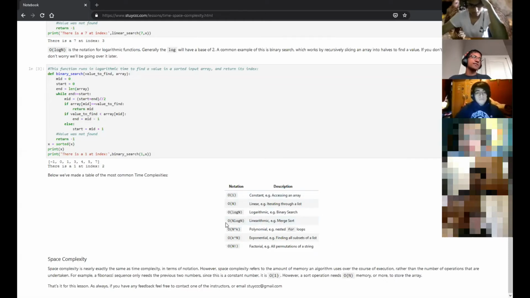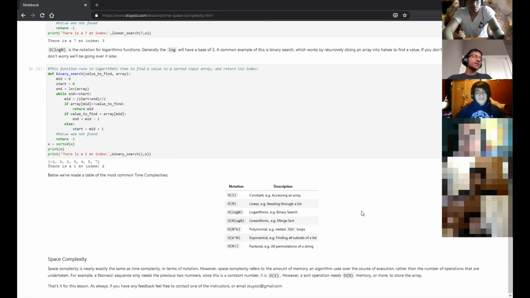O of n log n is called, and I didn't know this, but it's called linearithmic. People generally just say n log n. And it's a good indicator that the algorithm you're working with is a sort algorithm. So something that takes an unsorted array of values and puts it into order. Things like merge sort and quicksort are in n log n time, although slightly different, and we'll get to that when we go over merge sort and quicksort.